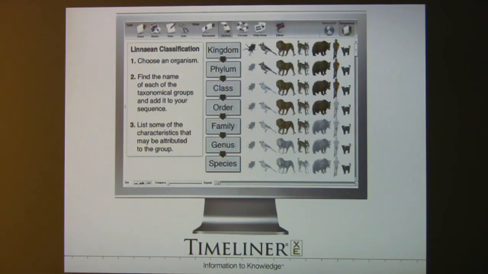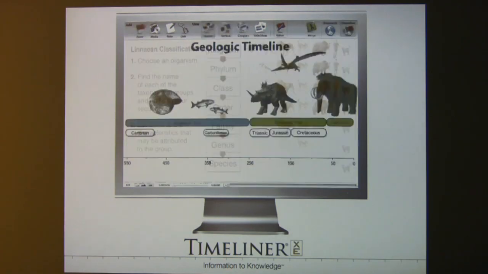This is a view that I didn't go into much detail about, but this is a use of a vertical sequence, and here's the Linnaean classification, the hierarchy here. And it shows you an example of how a teacher can create an assignment so that students are thinking more deeply about what they're working on. Here is a timeline that shows spans of time in far history.